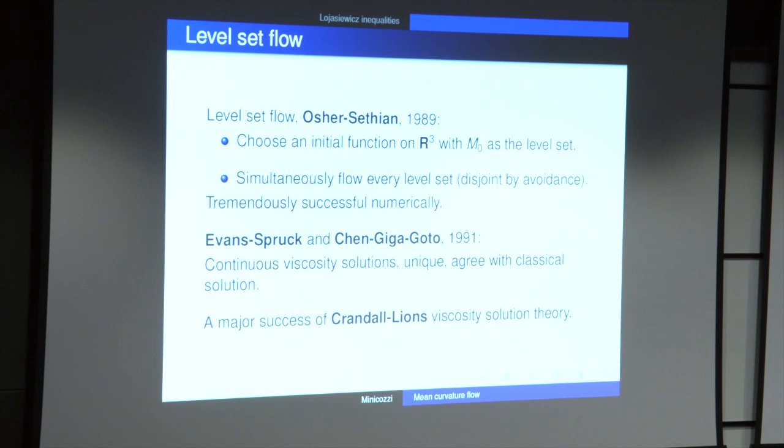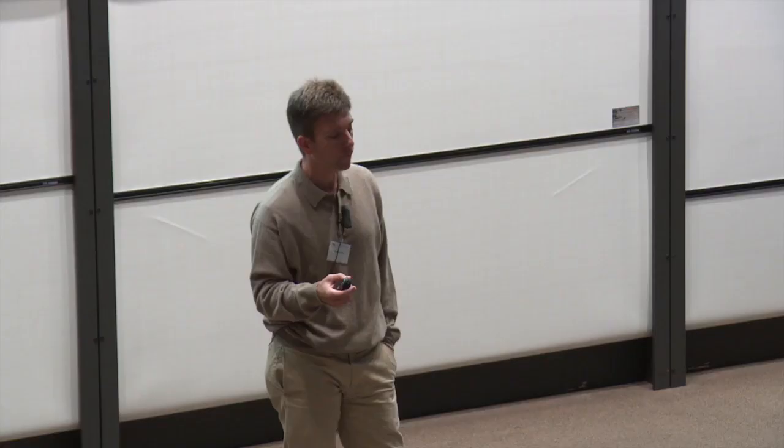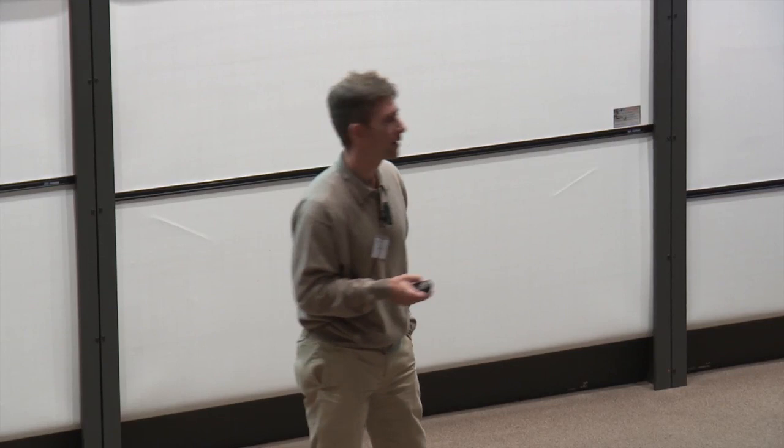Okay, so the surfaces that I've shown you so far all have a property called mean convexity. Mean convexity means the mean curvature has a sign. So along the surface, the flow is initially just moving inward. For the rest of the talk, this is what I'll talk about, these monotone flows.